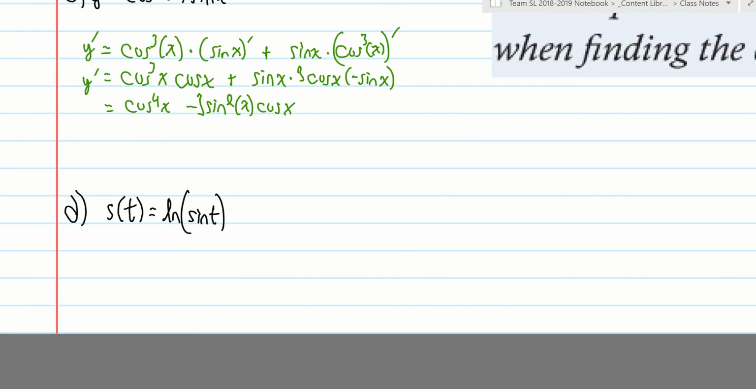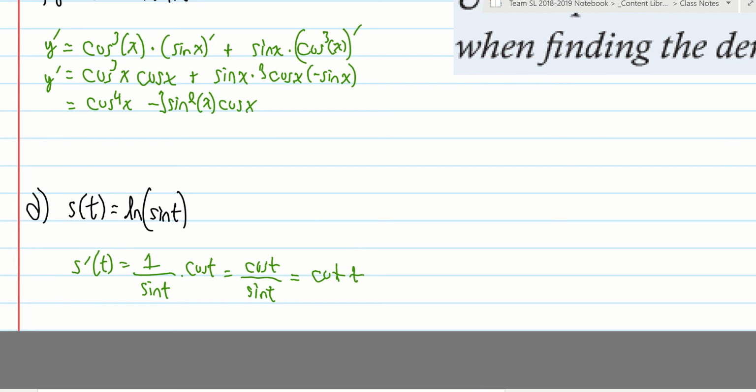All right, almost at the end. Let's go ahead and take the derivative of this last one here. So we have s derivative of t equals the derivative of ln of x is 1 over x. So we have 1 over sine t. Then take the derivative of sine t, which is cosine t. Finally, we have cosine t over sine t. You can keep it like that, or if you like, you can go ahead and call this cotangent t. All right, and that's about it.